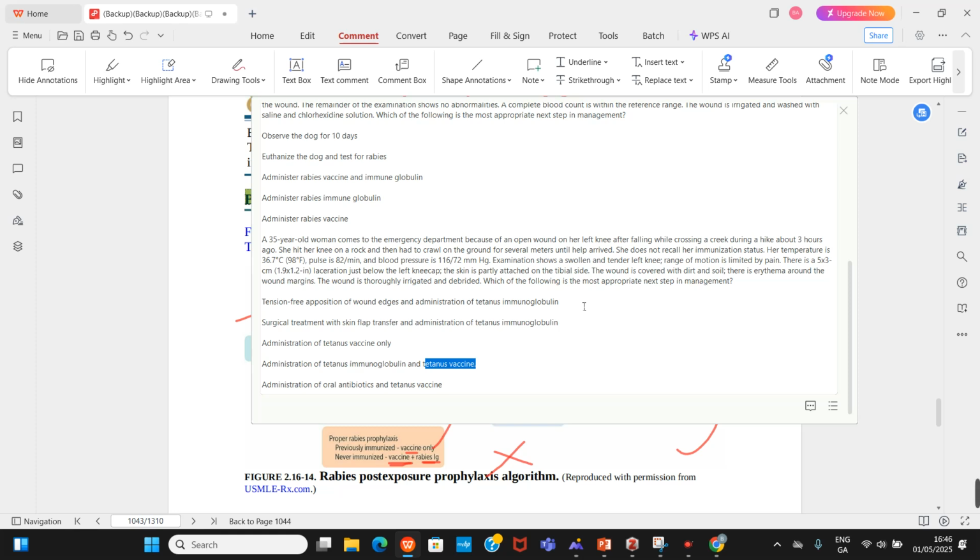Now let me twist the question. If the wound was a clean wound, not contaminated with soil, and the girl does not remember her immunization status, what are we going to do for this patient? Which option? The vaccine only. Just the vaccine only.